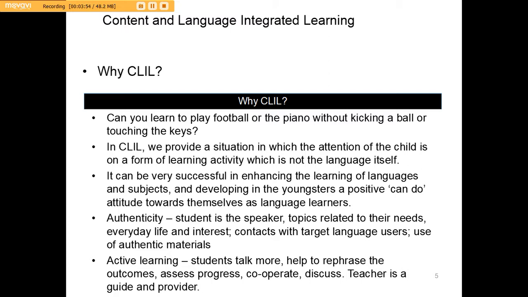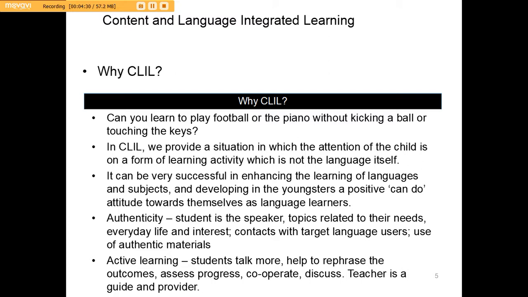CLIL can also be very successful in enhancing the learning of languages and subjects and developing in the youngsters a positive can-do attitude towards themselves as language learners, because they can get immediate results. They're using the language to communicate. They can speak English, for example. Also, there's the question of authenticity. The student is the speaker. The topics are related to their needs, everyday life and interest. It gets them contact with target language users and the use of authentic materials.